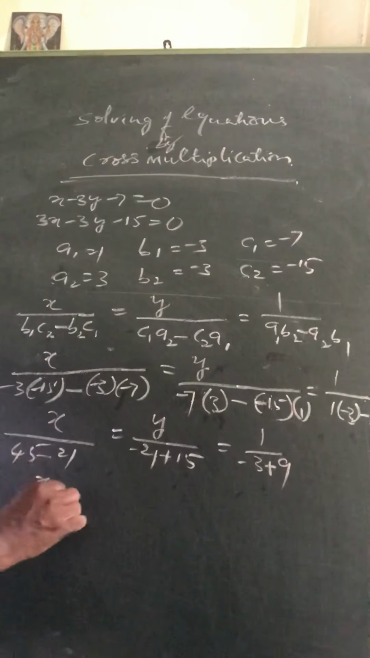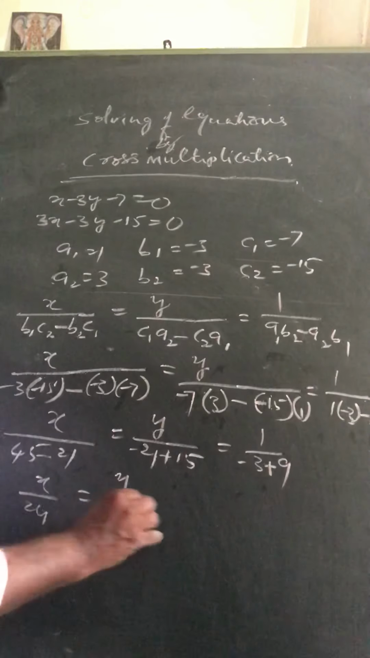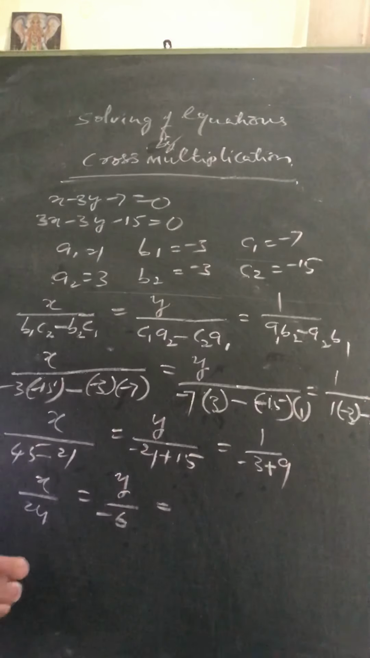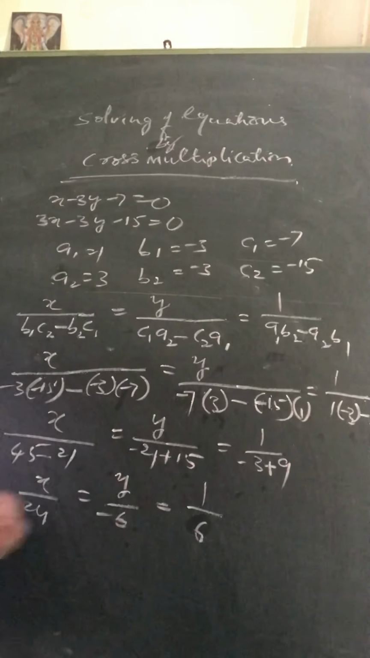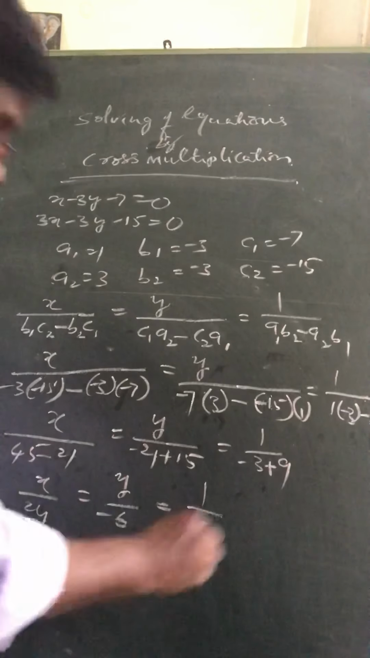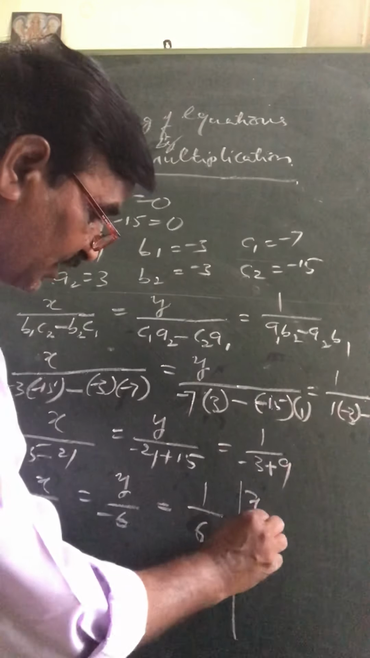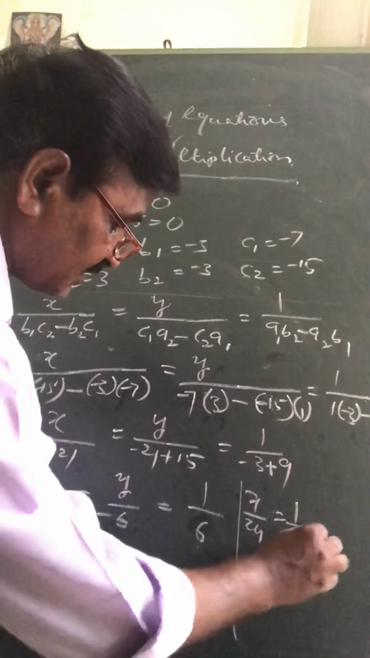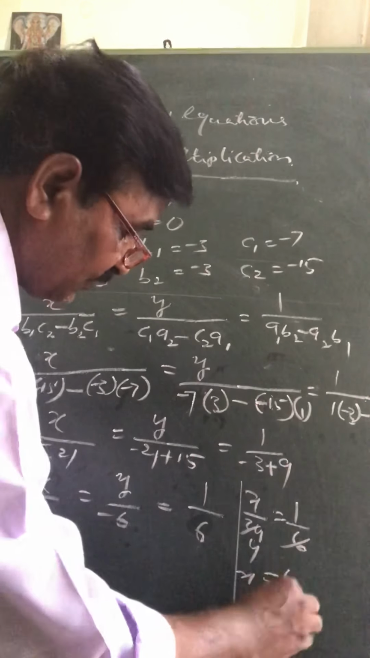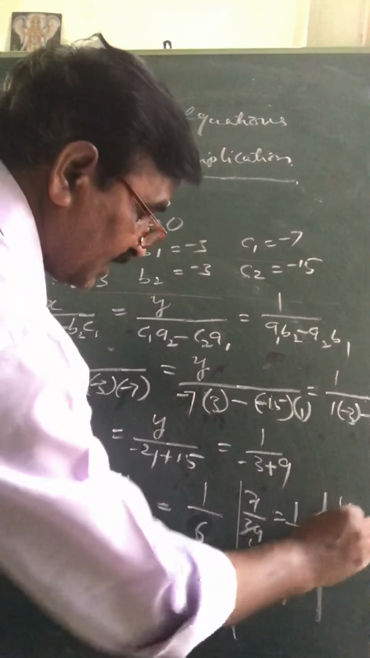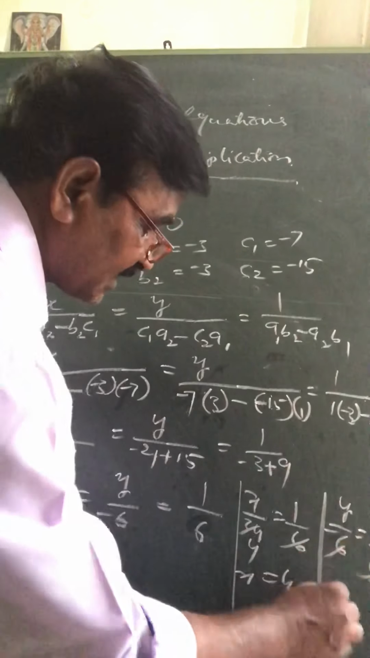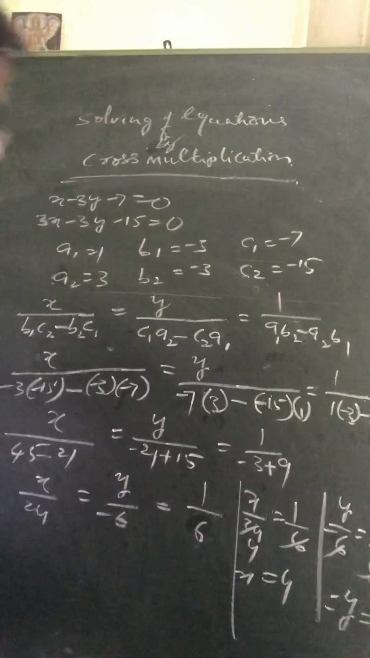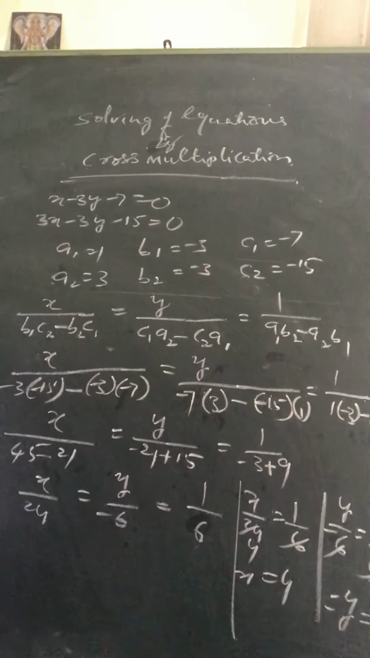So here x by 24 is equal to y by minus 6 is equal to 1 by 6. Equate these variables to each. Here x by 24 is equal to 1 by 6, 6 1s are 6, 4s are, x is equal to 4. Y by minus 6 is equal to 1 by 6, 6 6 cancel, y is equal to minus 1. Therefore, x is equal to 4 and y is equal to minus 1.